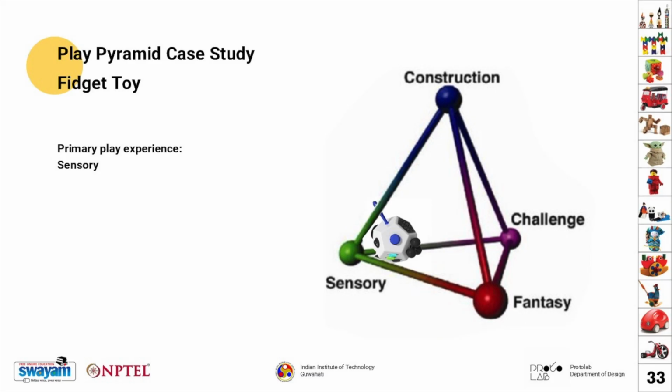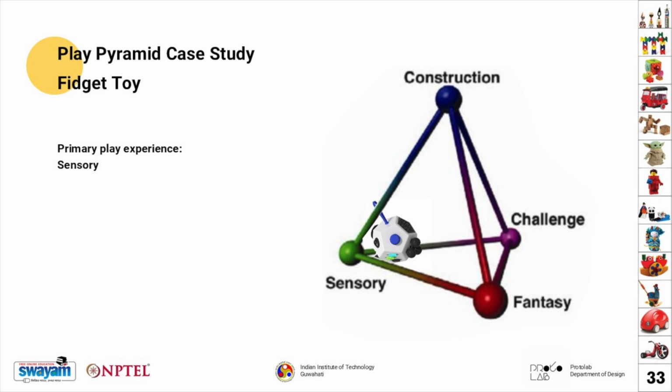Play pyramid case study. Notice what is almost absent. There is very little challenge. The toy does not demand mastery or skill progression. This is close to a pure sensory experience. So toys may belong to only one category or multiple categories.